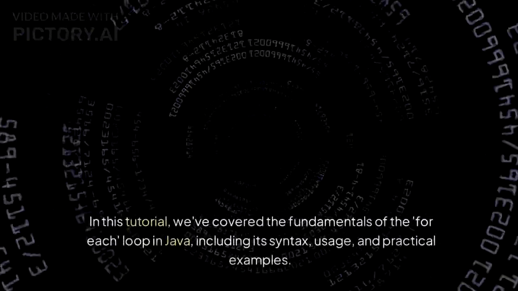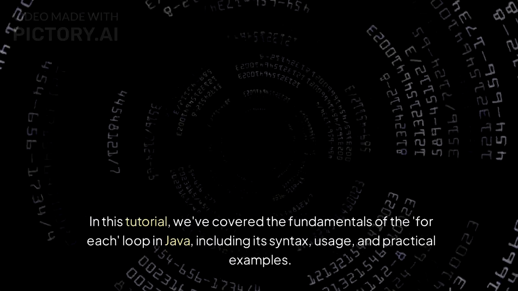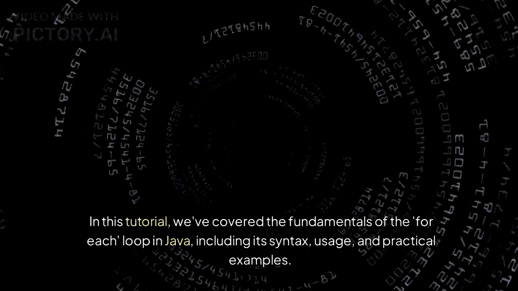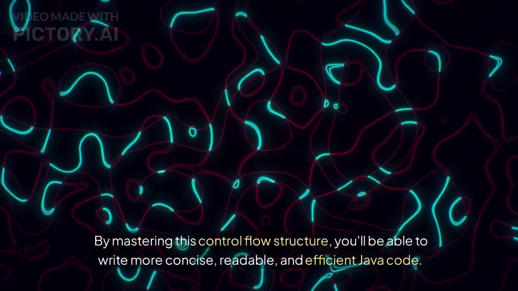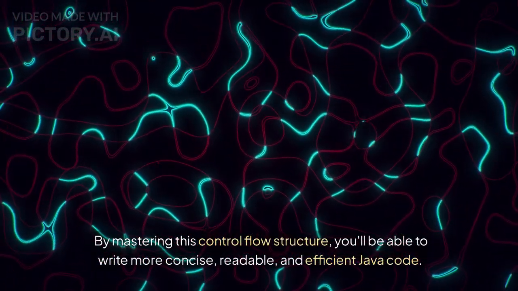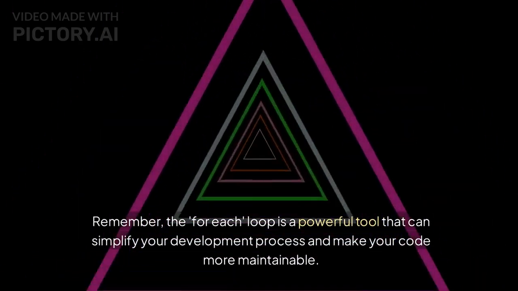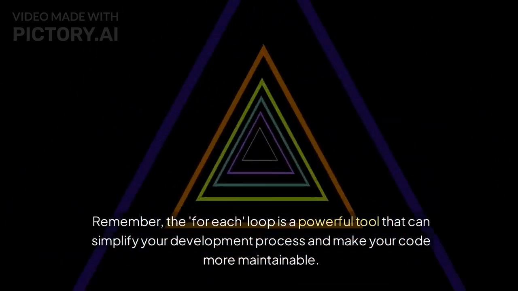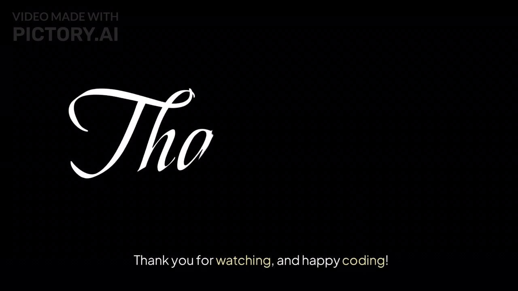Conclusion. In this tutorial, we've covered the fundamentals of the For Each Loop in Java, including its syntax, usage, and practical examples. By mastering this control flow structure, you'll be able to write more concise, readable, and efficient Java code. Remember, the For Each Loop is a powerful tool that can simplify your development process and make your code more maintainable. Thank you for watching, and happy coding.